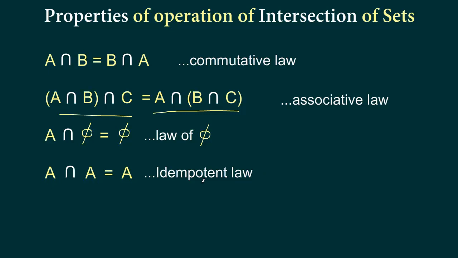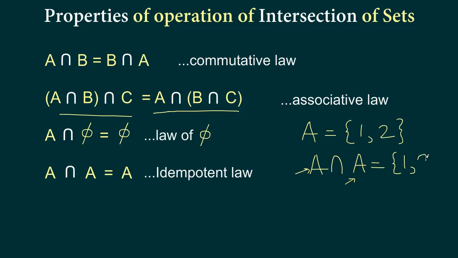It is very intuitive because if you think of A as a set, A contains 1 and 2, let's say. And if we do A intersection A, we are trying to find out elements which are common to both this set and this set. So we will find elements 1 and 2 which are common to both sets, but 1 and 2 is nothing but set A. So A intersection A is equal to A.